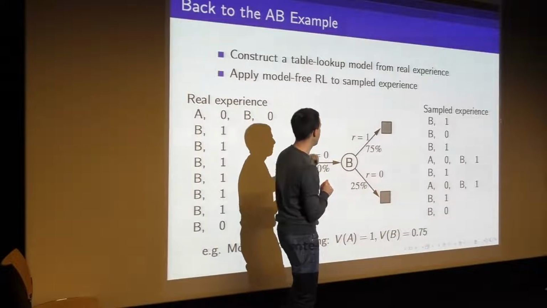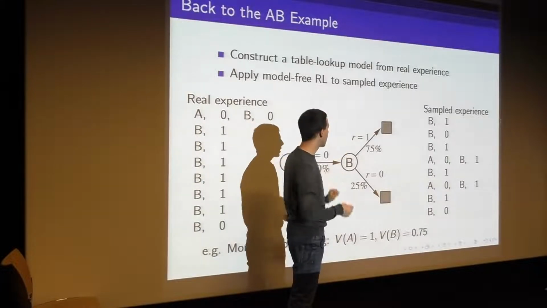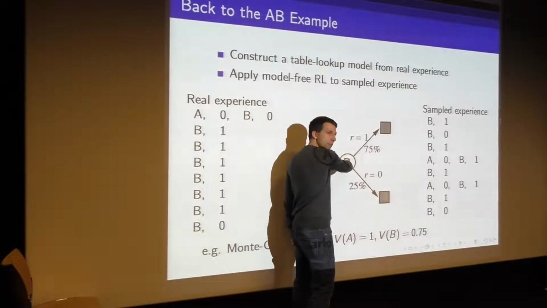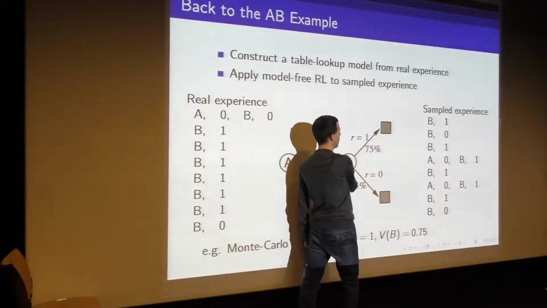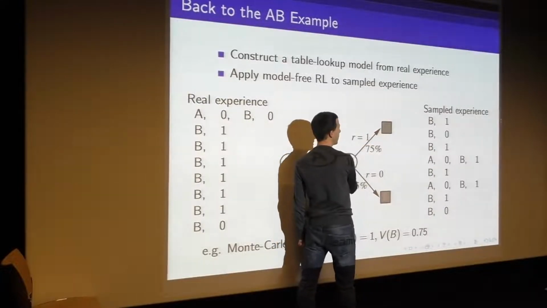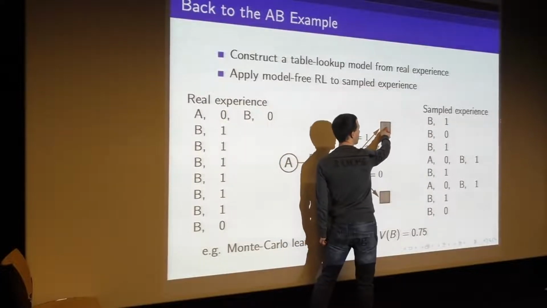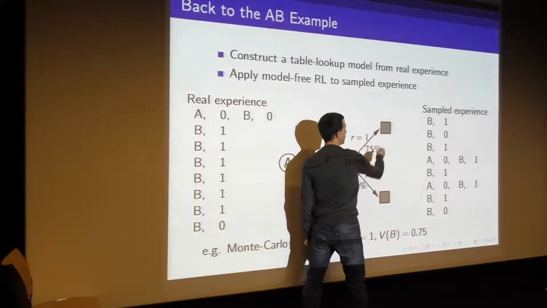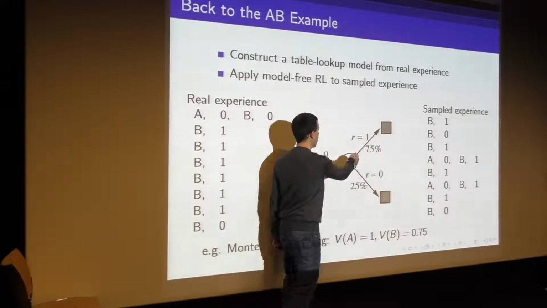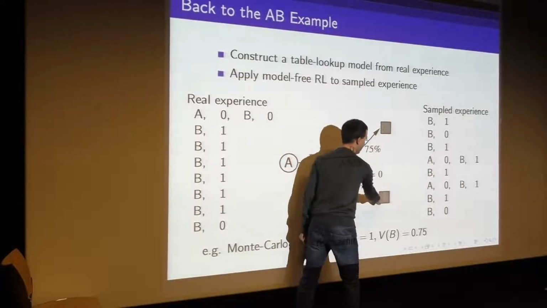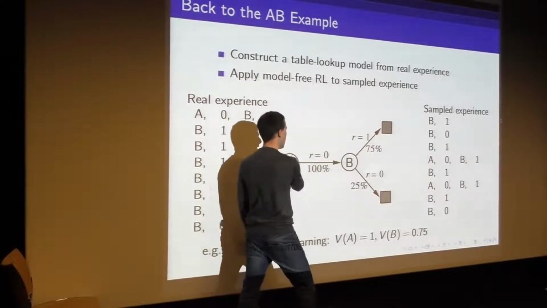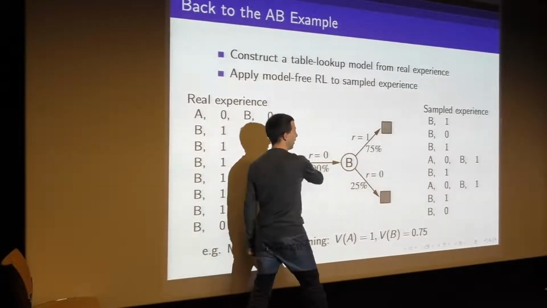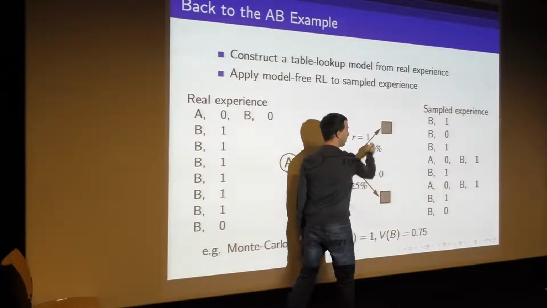So let's say we sample our first trajectory, and the model says I'm going to start here, and we roll the dice, and the dice says we should follow this 75% here, and we end up with a trajectory that says B1. We sample again, we find that we start in B, this time we end up in B0. We sample again, we get B1. We sample again, we end up starting here, we get A0, B1.